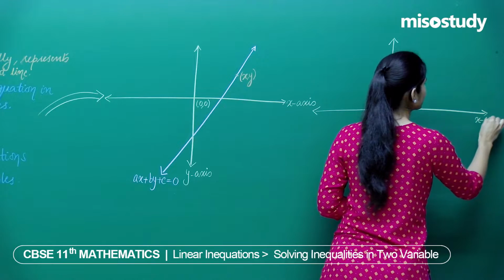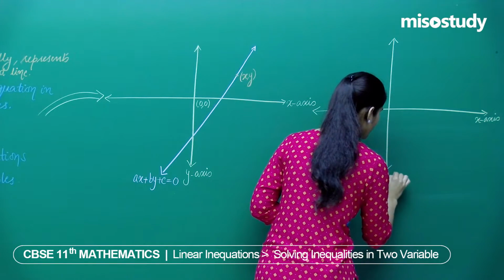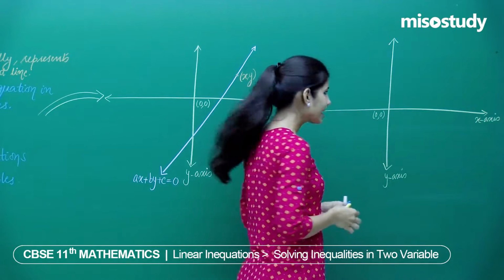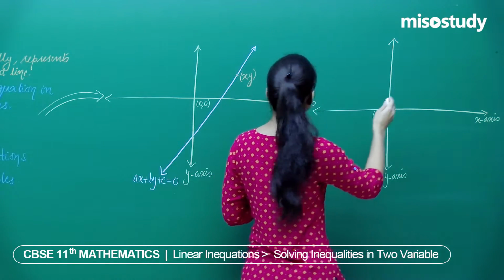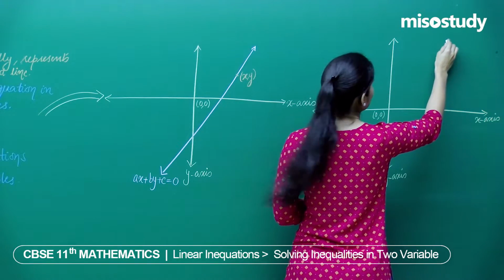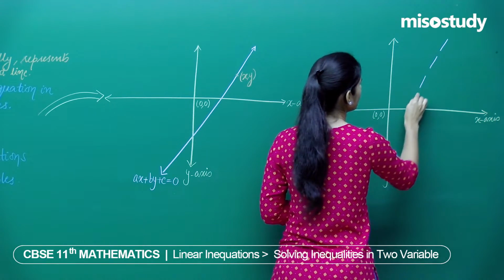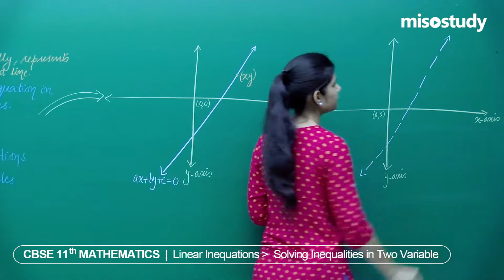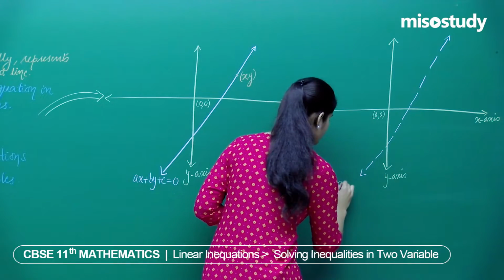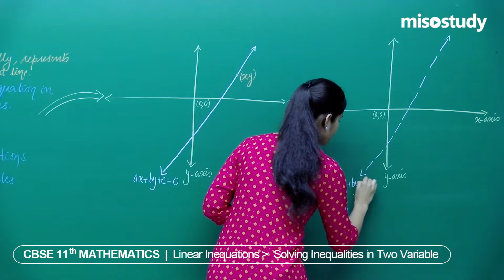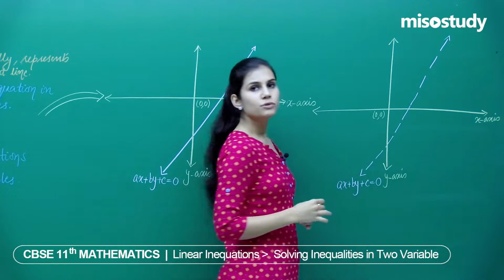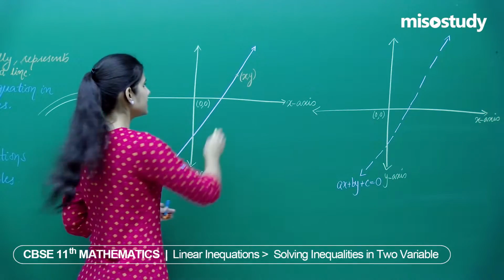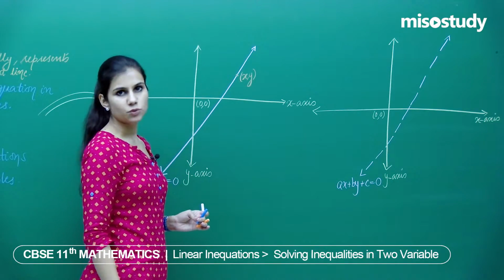Again, that's my x-axis, and this is the y-axis, and this is my origin. Again, I would be drawing the same line, but this time I would be drawing it as a dotted line. This time I am drawing this line as the dotted line. Why I am doing this, let me tell you. Over here, when this is the dark line, that means what?